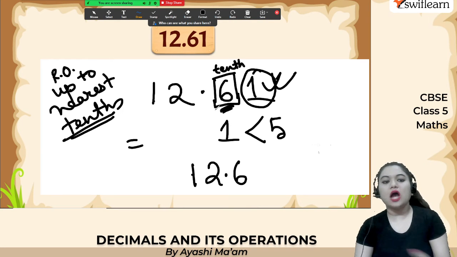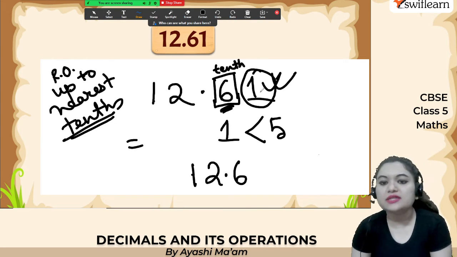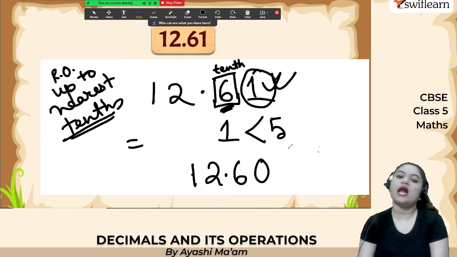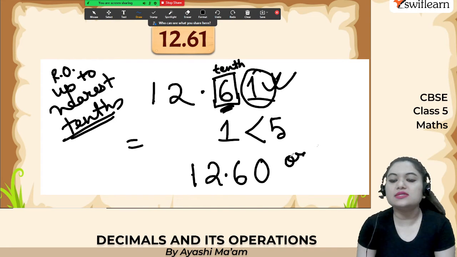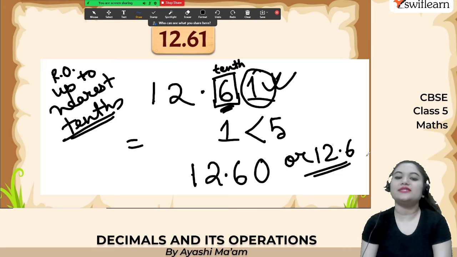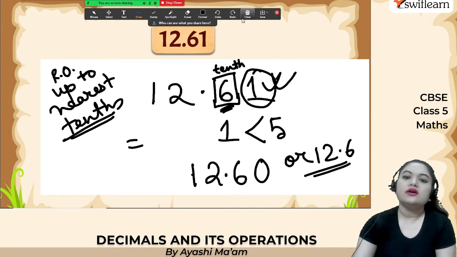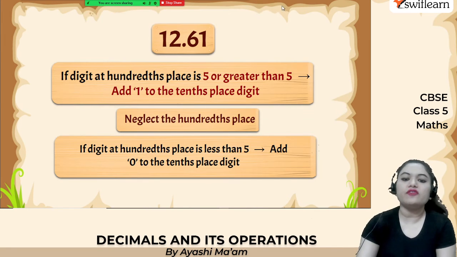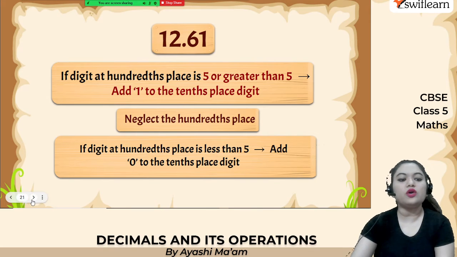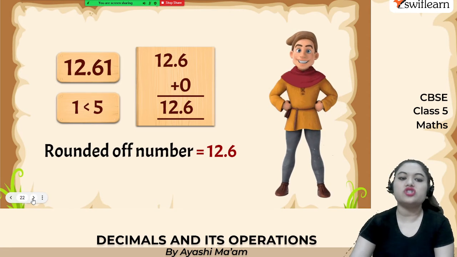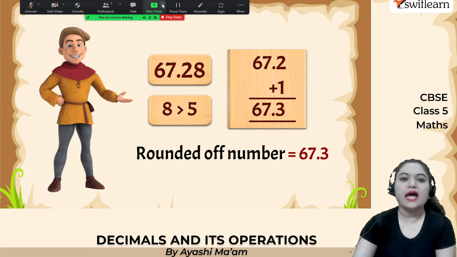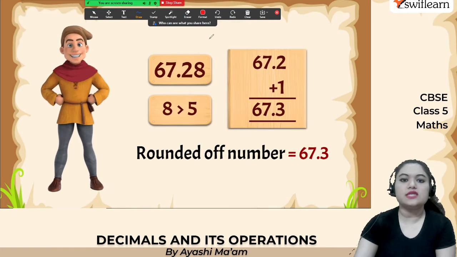Because it is rounding off to the nearest tens, after this 1 turn everything into 0. So your answer will be 12.60 or 12.6. Got it? Same thing, just like we did the previous one, we are doing the same thing, only we are changing the positions or the places. That's it.